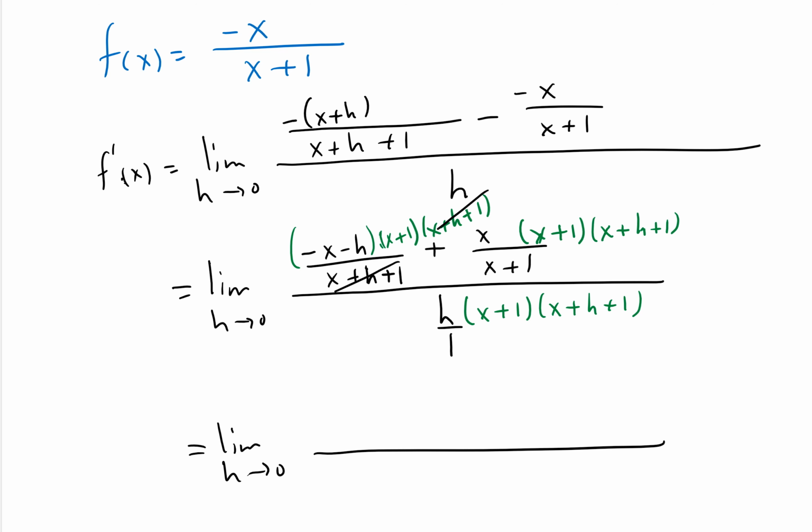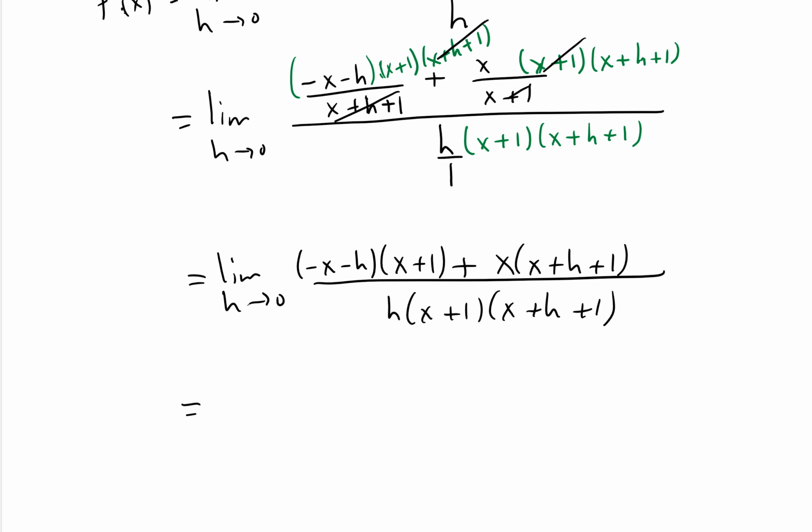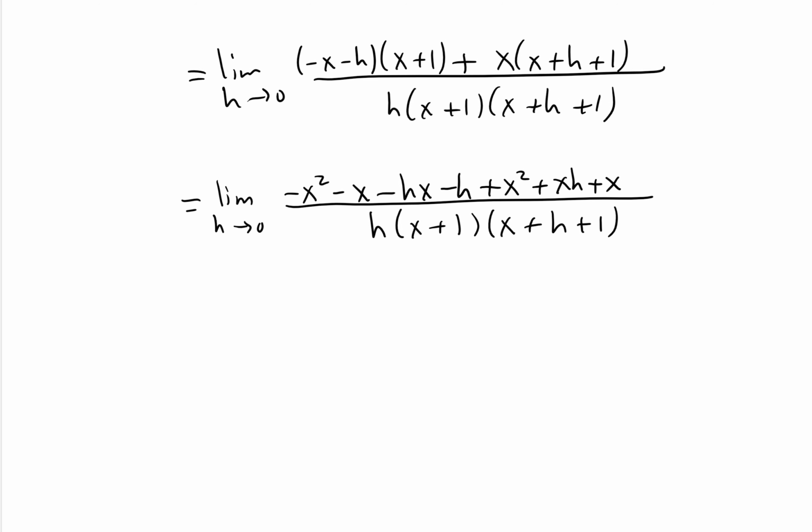These cancel. Negative x minus h times x plus 1. This cancels. X times x plus h plus 1. H times x plus 1 times x plus h plus 1. Now we always keep this denominator the same, and then the numerator we multiply it out: negative x squared minus x minus hx minus h plus x squared plus xh plus x. So I distributed everything.